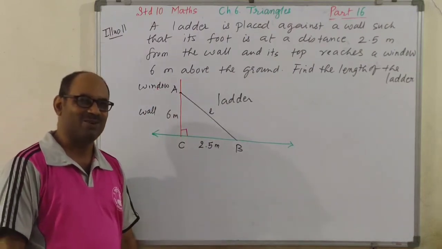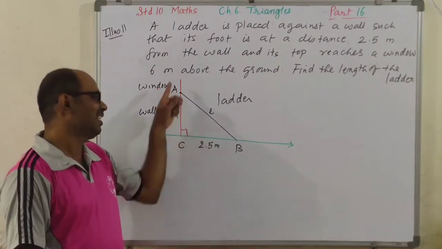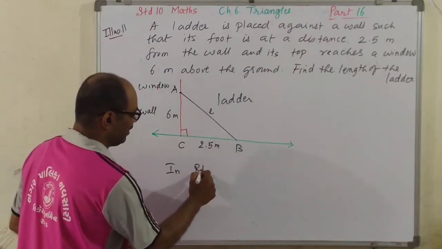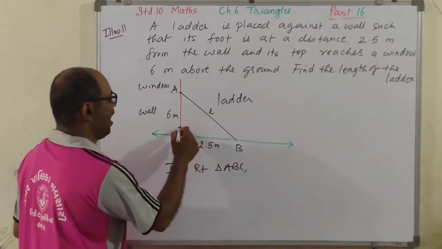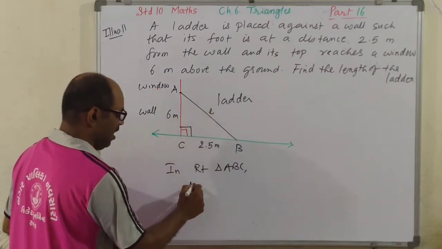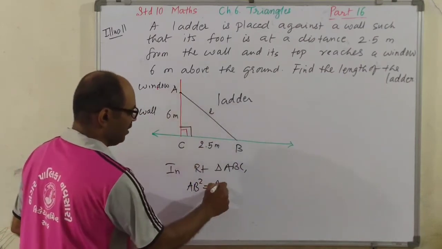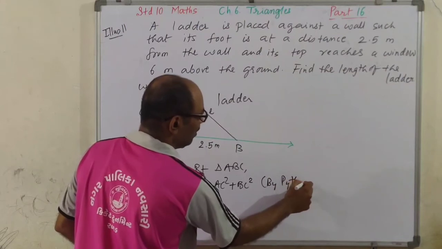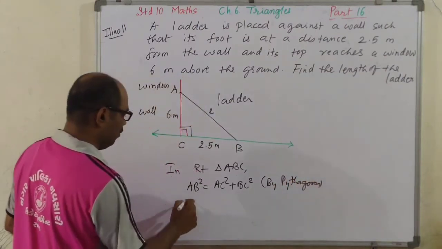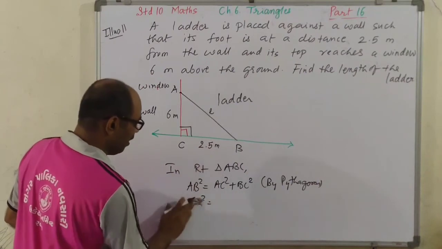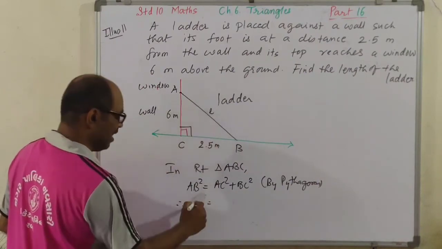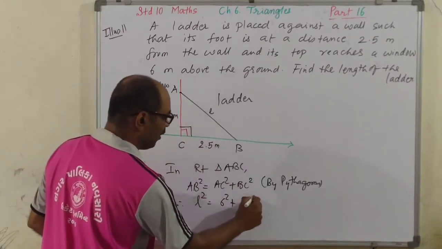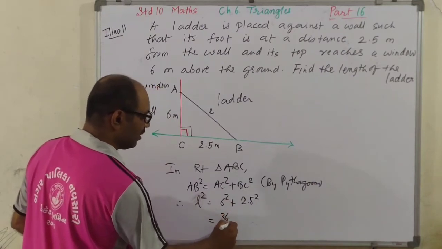Now the figure tells you the story. Can you find this L? Yes. You have a right angle triangle. So use Pythagoras in right triangle ABC. Angle C is a right angle, so hypotenuse is AB. AB square is equal to AC square plus BC square by Pythagoras. Therefore, AB square, we called it L, L square is equal to AC square, 6 square, plus BC square, 2.5 square. That is equal to 6 square, 36, plus 2.5 square.